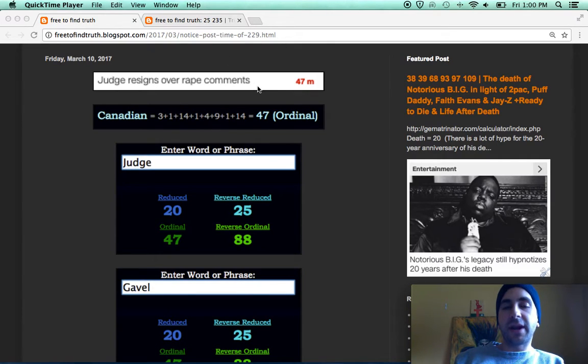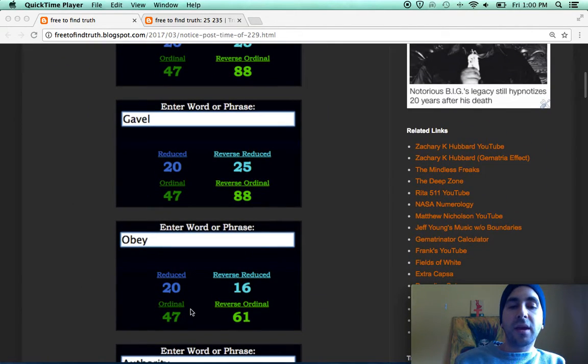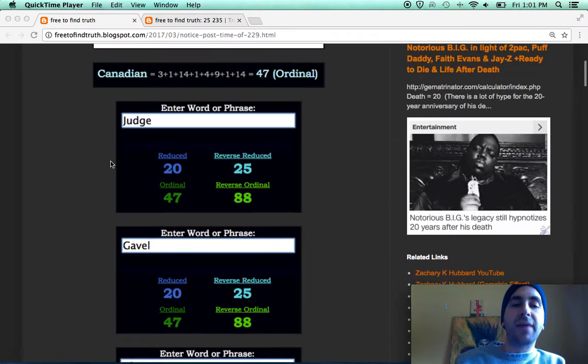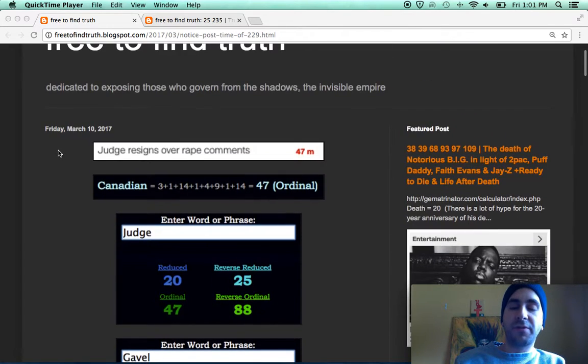CNN on their news ticker has this story up with a 47-minute next to it. They've had 47 minutes next to this story for hours. And the reason why is because 47 has a lot to do with judge and authority. For the 3 years that I've been putting out this work, well, now more than 3 years, I've been talking about this relationship in gematria with the word judge, gavel, and obey. Using the alphabetic order, which is known as ordinal gematria, obey, gavel, and judge, all sum to 47.